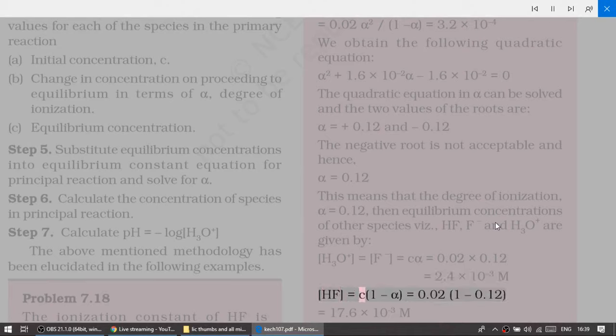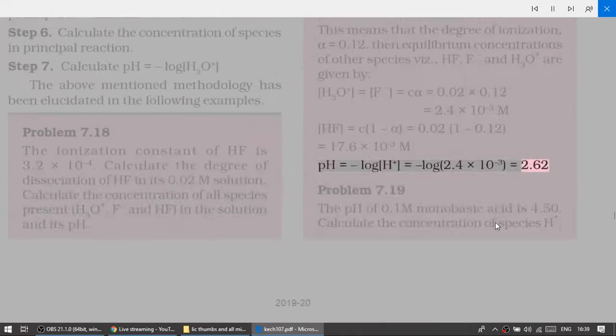[HF] = C(1 − α) = 0.02(1 − 0.12) = 17.6 × 10⁻³ M. pH = −log[H⁺] = −log(2.4 × 10⁻³) = 2.62.